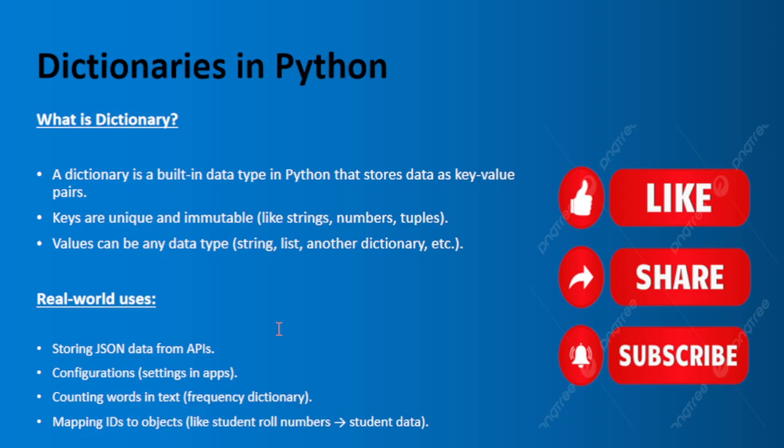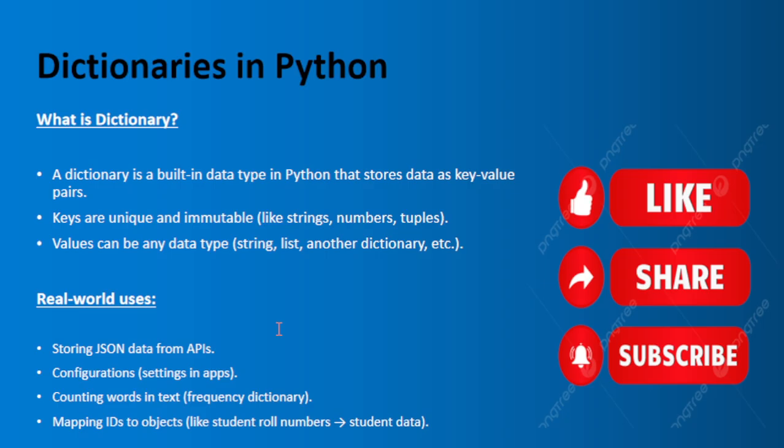And all the keys are unique and immutable. Like in a dictionary, we have one key that is unique. In the same way, in a Python dictionary, keys are unique and immutable. We cannot repeat the keys, but the values we can use multiple times. We will understand these things in detail in this video.